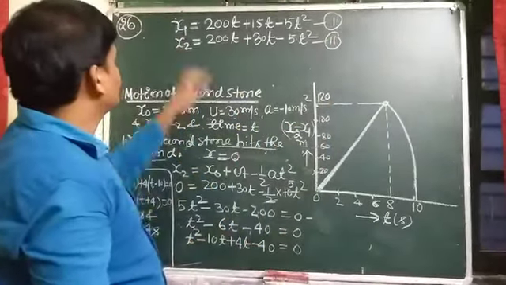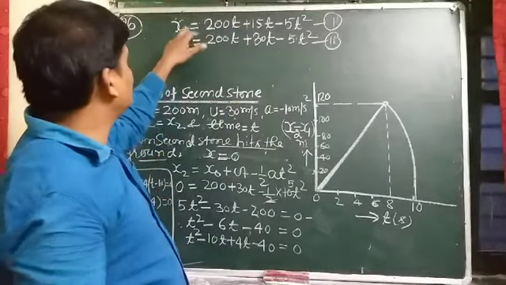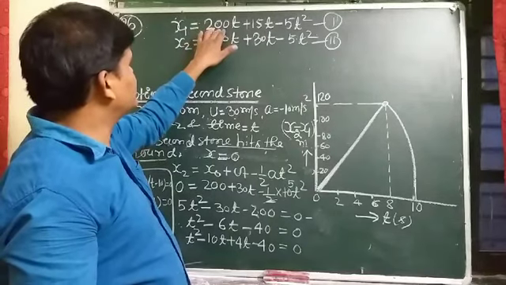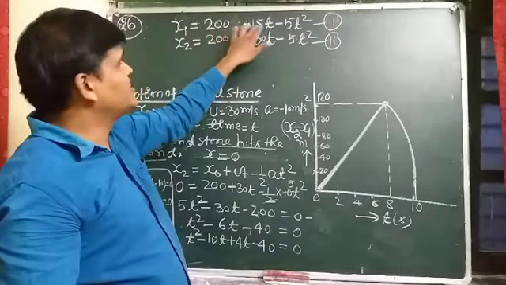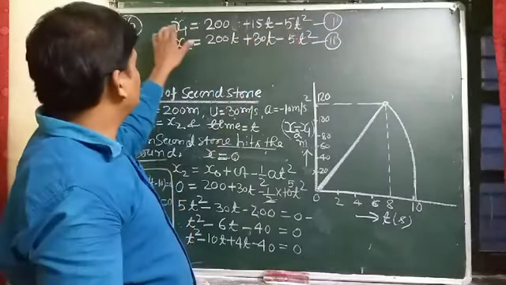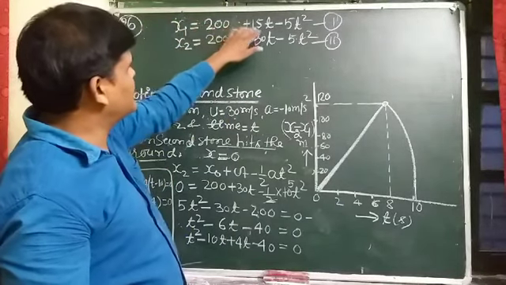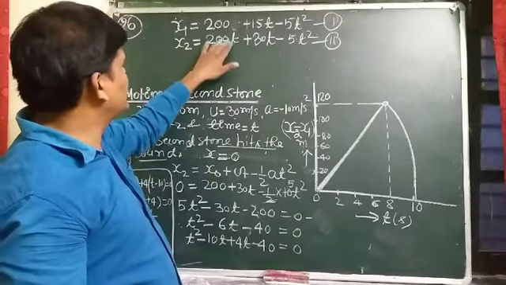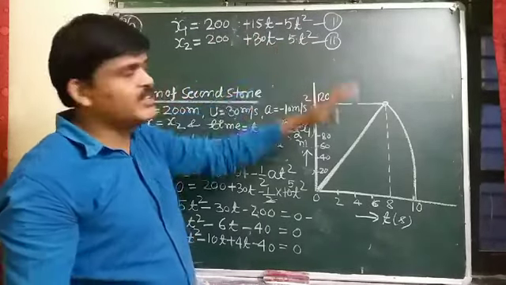So student, the position of the first stone, we use x equal to x0 plus ut plus half at square. So here minus half at square. So position of the first stone, that is what? 200 plus 15t minus 5t square. Position of second stone, 200 plus 30t minus half t square.